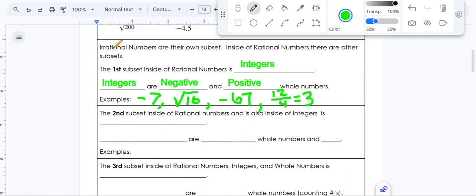All right, so the irrational numbers are a subset of their own. We talked about that. Irrational numbers are off to the side. They're the Marylanders that are weird, right? Inside of rational numbers, there were different subsets that we saw on that Venn diagram, though.